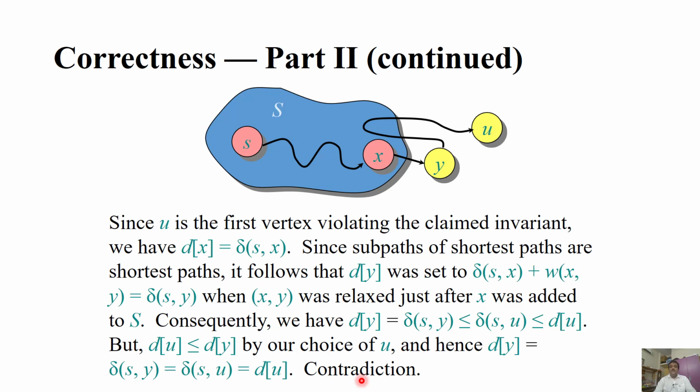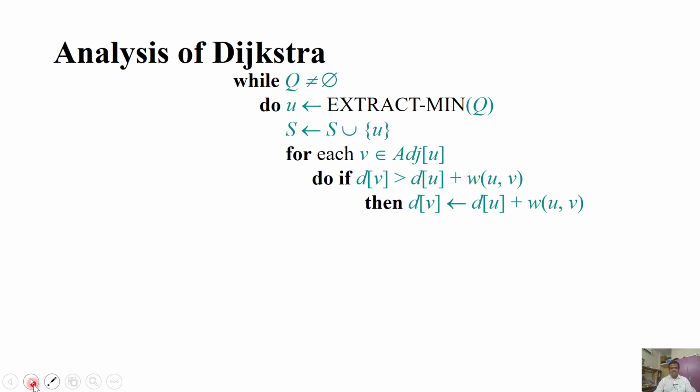So, that means whenever a vertex is added to S, for that vertex we are done. For that vertex, the key value of that vertex is basically delta of S comma that vertex. So, that is the correctness of this theorem. Now, let us quickly analyze the algorithm.